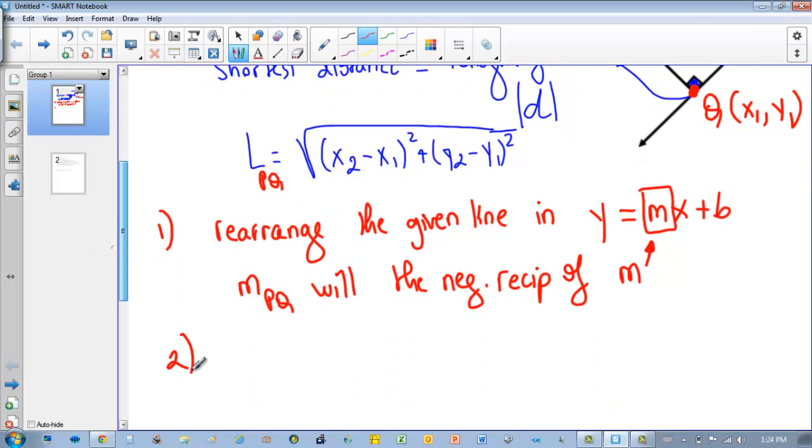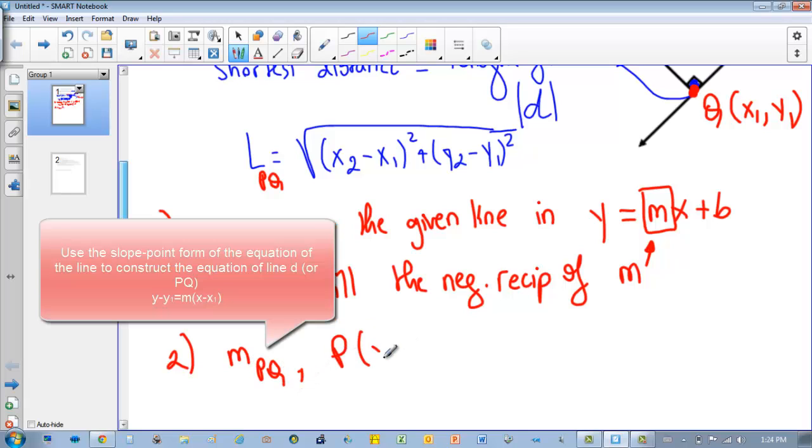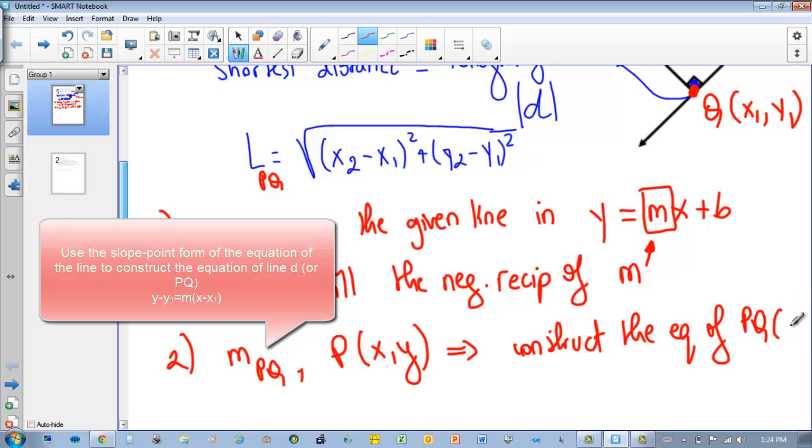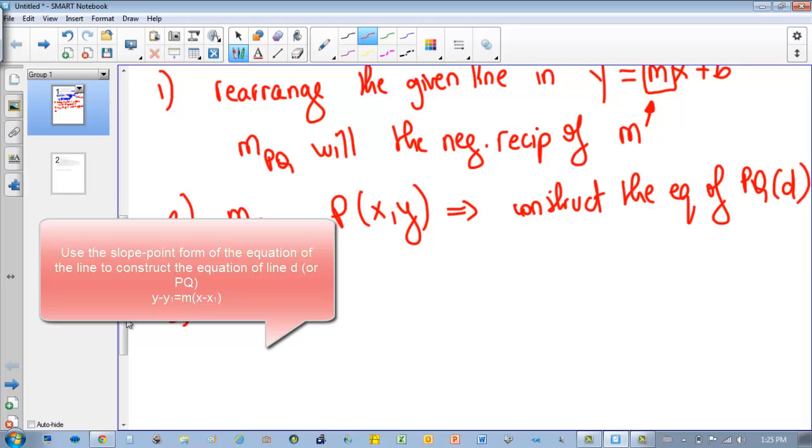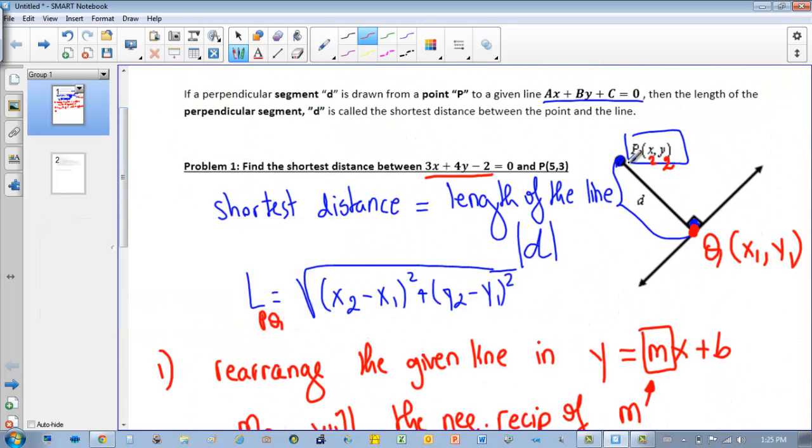Now that we know the slope of PQ and we know point P with coordinates x and y, we can actually construct the equation of PQ. So I want you to construct the equation of PQ or line D. Why do we need to construct the equation of PQ? Well, we said that if we would have the equation of line PQ and the equation of the given line, we can form a system of equations and solve for the point of intersection.